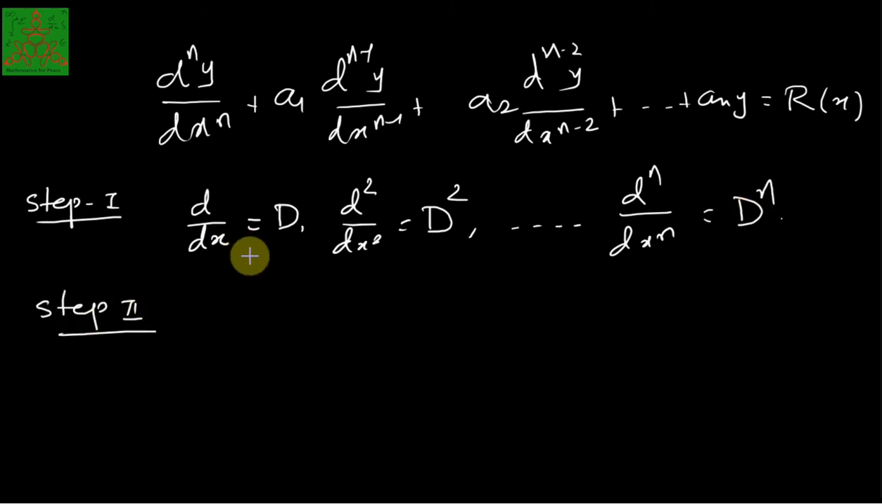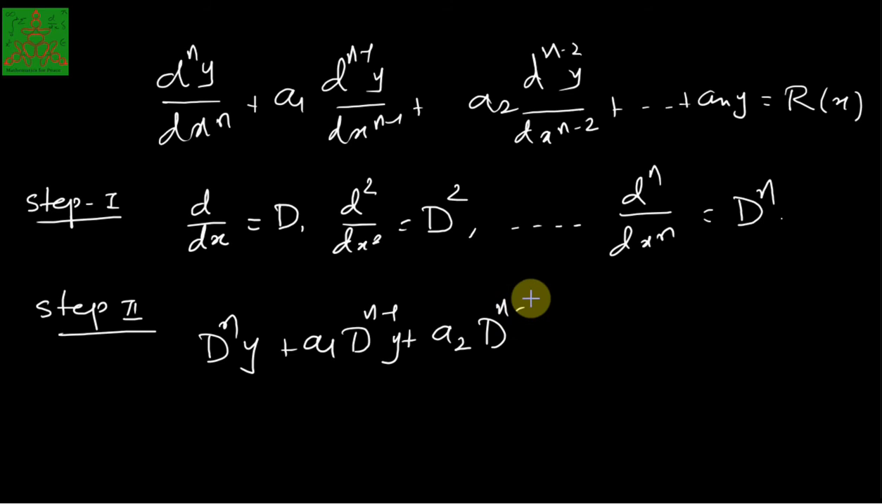In step 2, we write this equation in the D form. The first quantity that we have here is D^n y plus a1 D^(n-1) y plus a2 D^(n-2) y, and so on, up to a(n-1) Dy plus an y, equal to r of x.